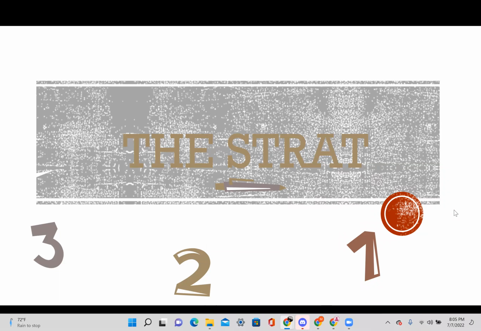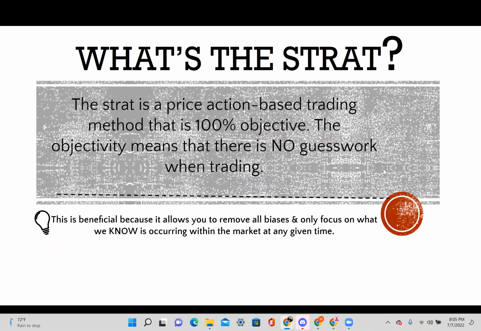So a lot of people ask me, what is the Strat? And what are the numbers that are on my charts, right? Well, the Strat is something that Rob created, and it's a simplified way. I like to say that it's a simplified way of trading, right? So with that being said, let's go through the slide. Okay, there we go. So what's the Strat, right?